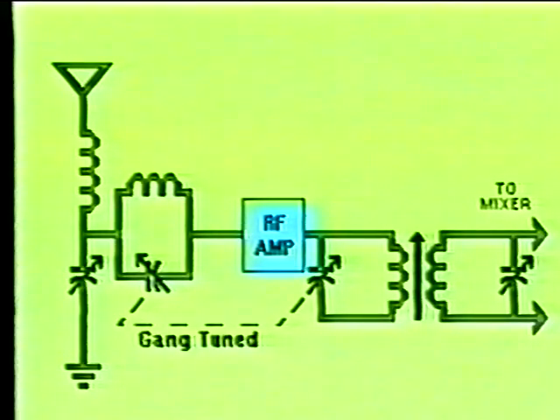The RF amplifier section will usually contain two tuned stages which are gang tunable to the incoming signal. In other words, both stages are tuned at the same time. This greatly increases the strength of the desired signal and at the same time greatly reduces the strength of the unwanted frequencies.